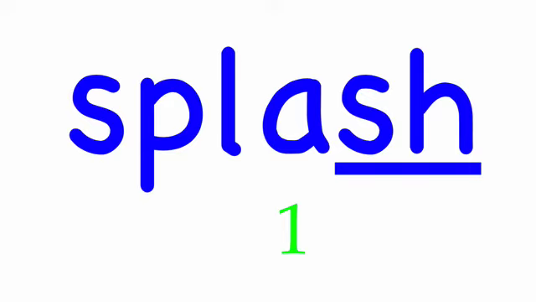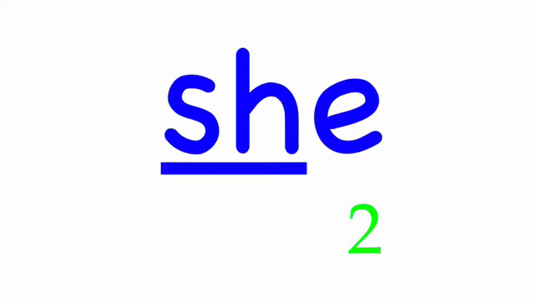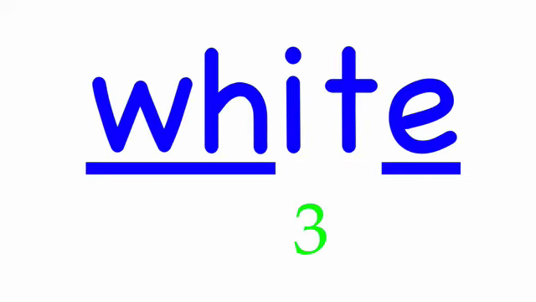She is a great person. She, 2 sounds. Sh, E. She. White. My coat is white. White, 3 sounds. W, I, T. White.